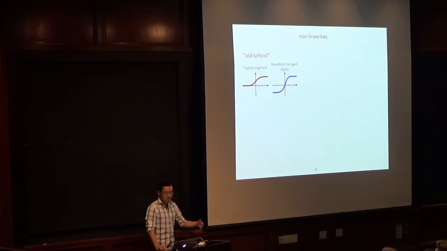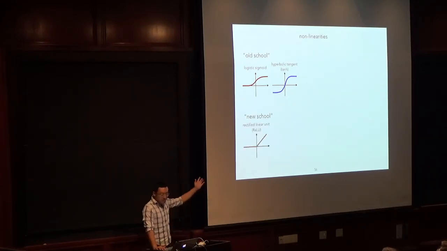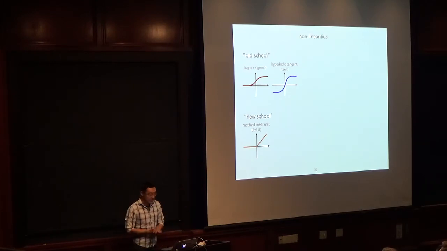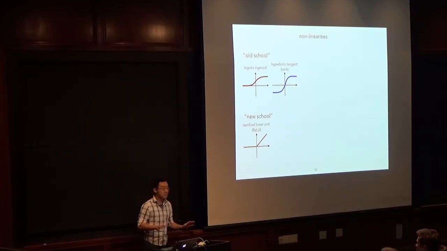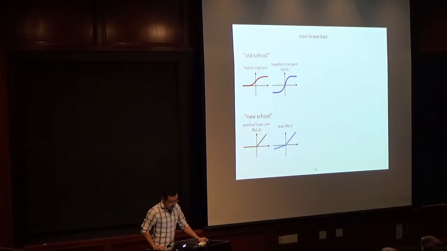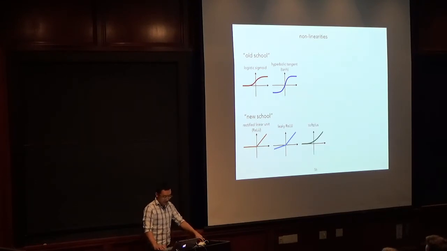Hyperbolic tangent, same thing. The new school nonlinearities, the most common one used these days, is the ReLU, which stands for rectified linear unit, and it is just a max operator. You take the max of the signal with 0. So if it goes below 0, you just flatten it out at 0. That's it. There's the leaky ReLU. There's the softplus. There's the ELU. But I would say the ReLU is by far the most popular one these days.